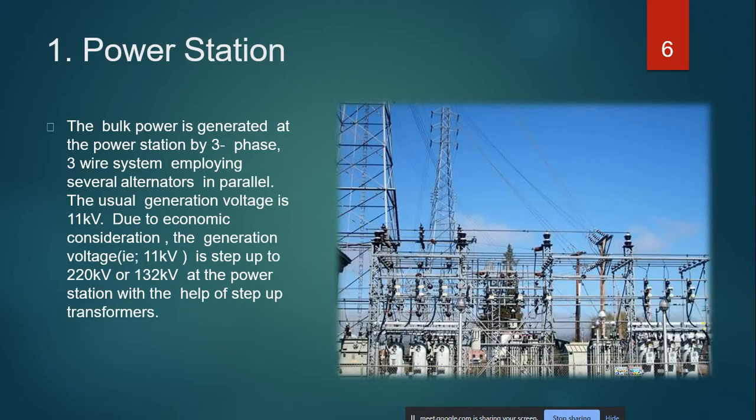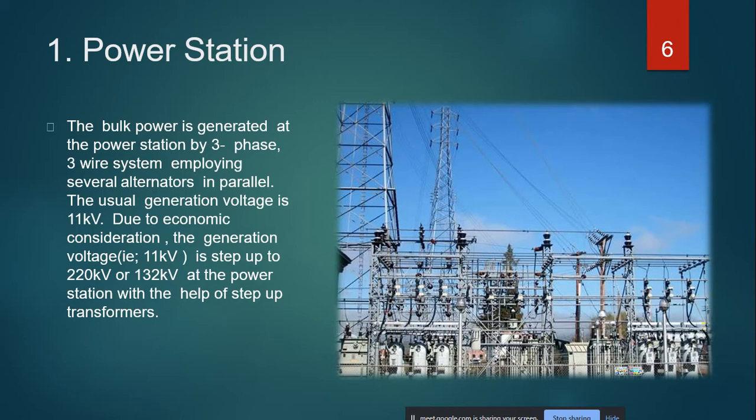Next thing is the power station. What is a power station? It is a place where you get bulk power that has been generated. Generally this is a 3-phase 3-wire system. In this place you have several alternators that are connected in parallel combination.